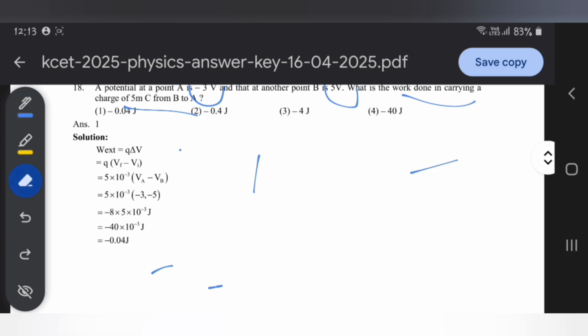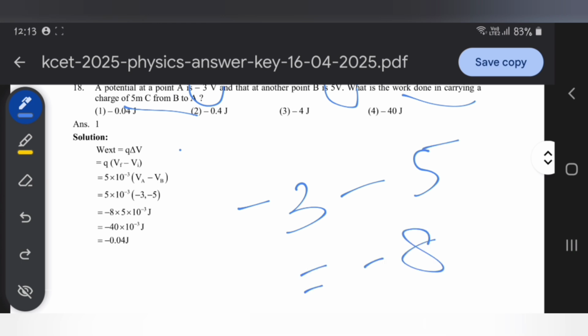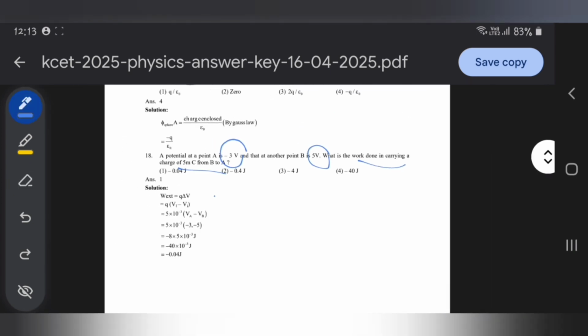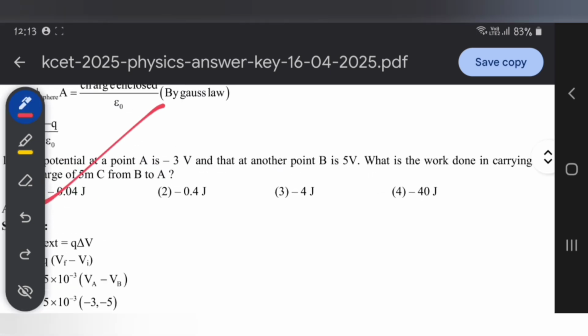So can we do that now? Final minus initial, final is A, so in that case it should be minus 3 minus of 5, so that is nothing but minus 8, right? This is what we have. Now if you simply substitute, the answer you will get is minus 0.04 joule. So what is that? That is option number 1. So 1 is the correct answer.